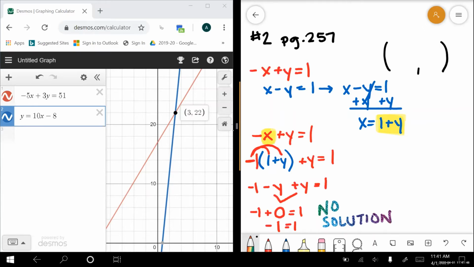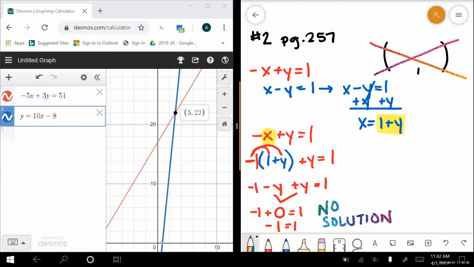And if I've got no solution, there's really no more work I can do. There's nothing for me to plug into the other equation. It wouldn't matter if I tried the top red one and plugged it into the blue one instead. Any way we try it, we're going to have no solution. So there is no ordered pair.